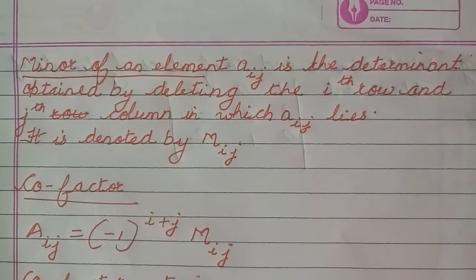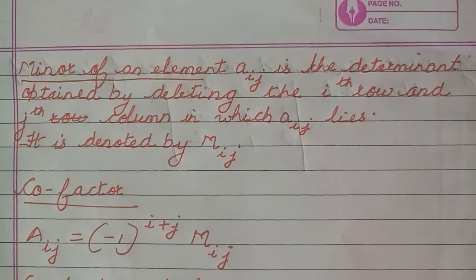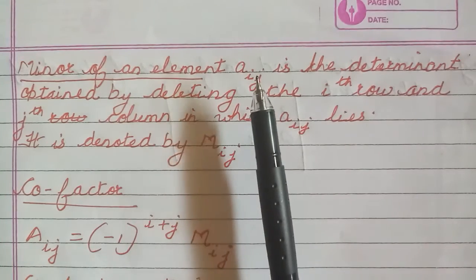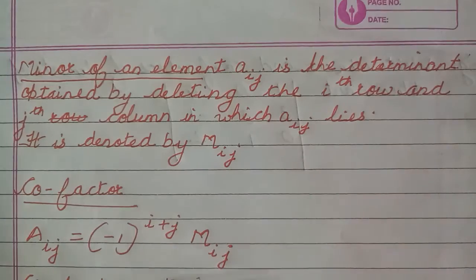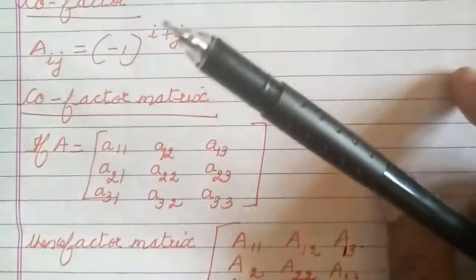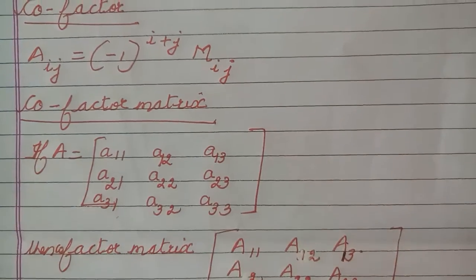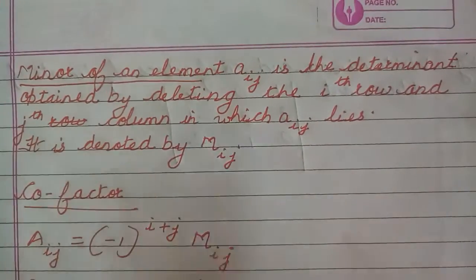Today we are going to continue with determinants. We are going to learn some extra characteristics of determinants. We are going to learn the minor of an element Aij of a determinant. We are going to learn what we mean by cofactors, and the third one is what we mean by cofactor matrix. So I have written the definition.